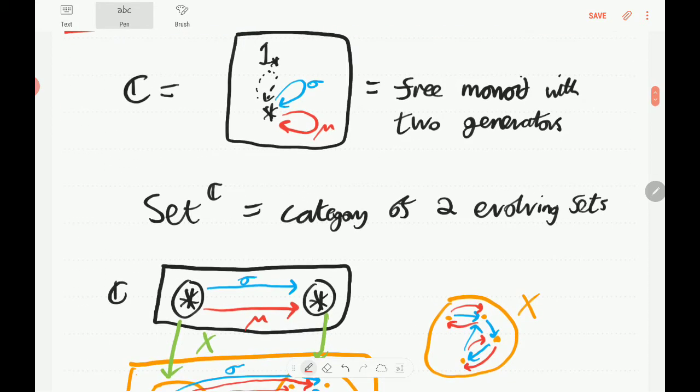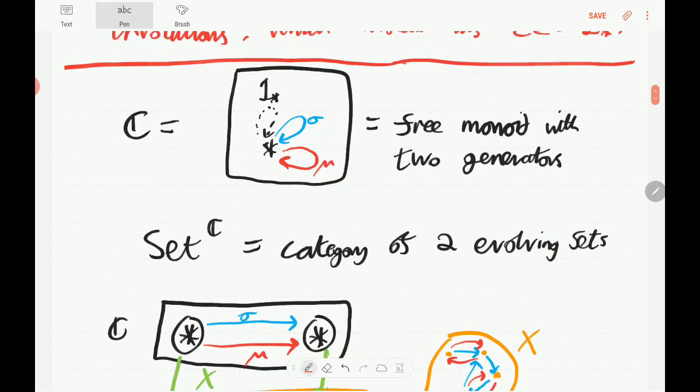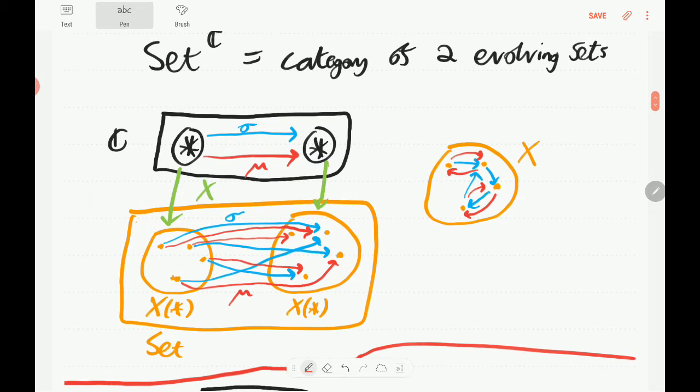And now, if this is C, then set to the power of C, we can think of this as the category of two evolving sets. So the important things really are these arrows, sigma and mu. And then when we consider an object of set to the power of C in this case, it's obviously thought of as a functor, X from C to set.